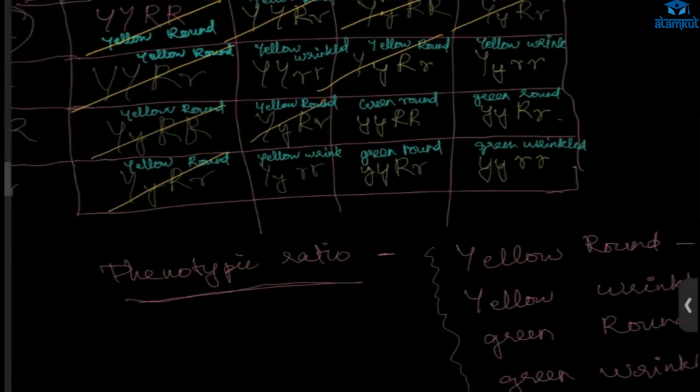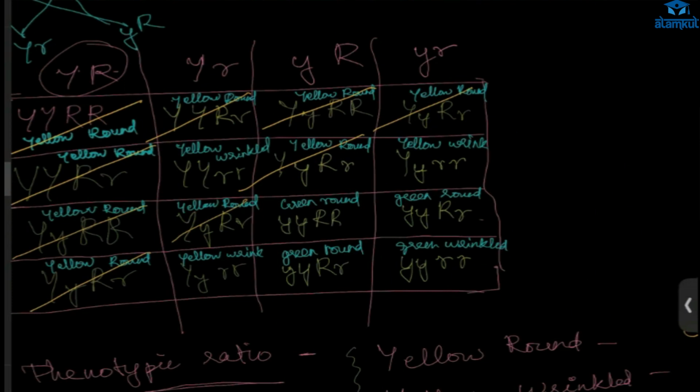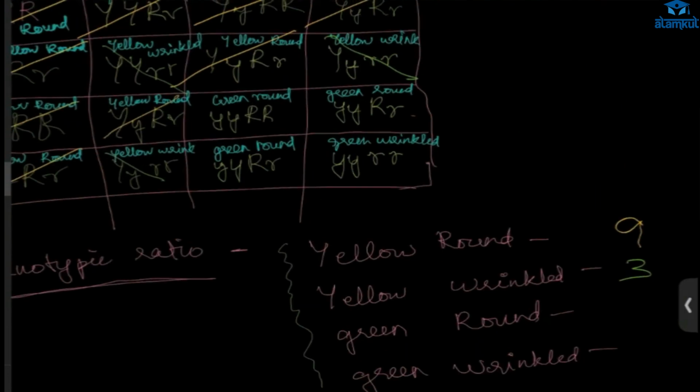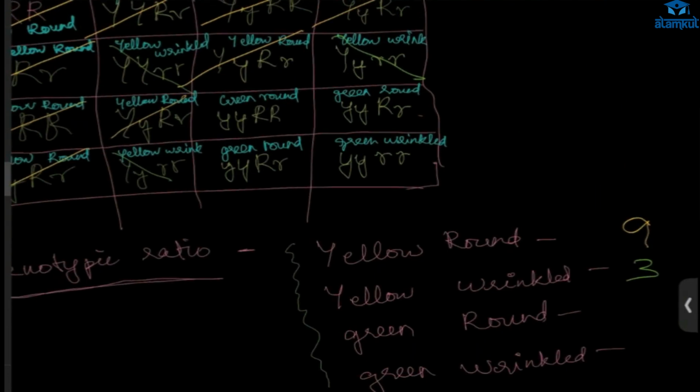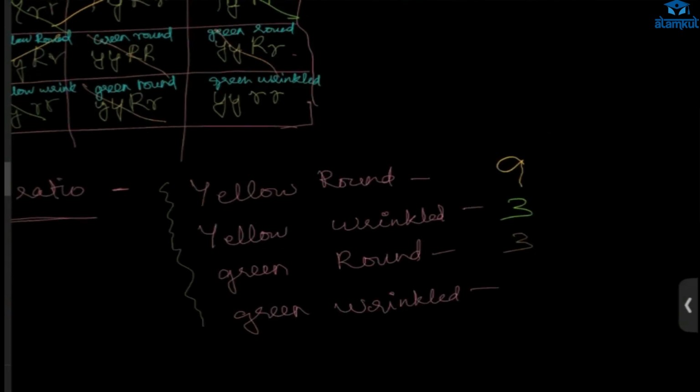Then find yellow wrinkled. We have 1, 2, 3. Only 3 yellow wrinkled. Then green round: green round, green round, green round. So 3. And what about green wrinkled? That is only 1.